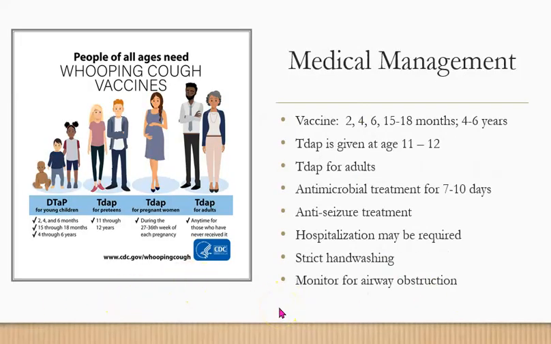Medical management: they'll be vaccinated, or should be vaccinated, at 2, 4, 6, 15, 18 months, and then between 4 to 6 years. A Tdap is given at age 11 to 12, and then Tdap for adults. Antimicrobial treatment for 7 to 10 days. Anti-seizure treatment. Hospitalization may be required.